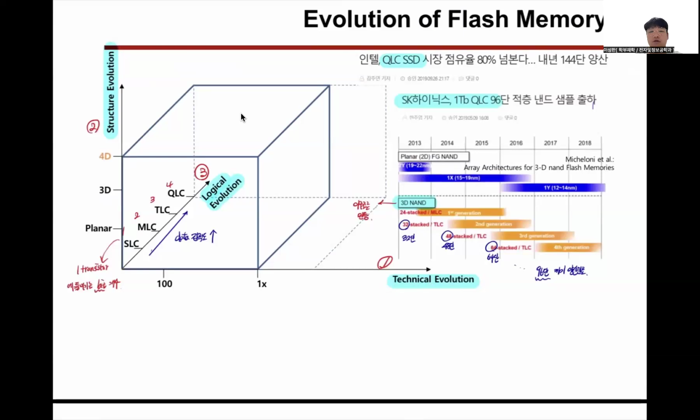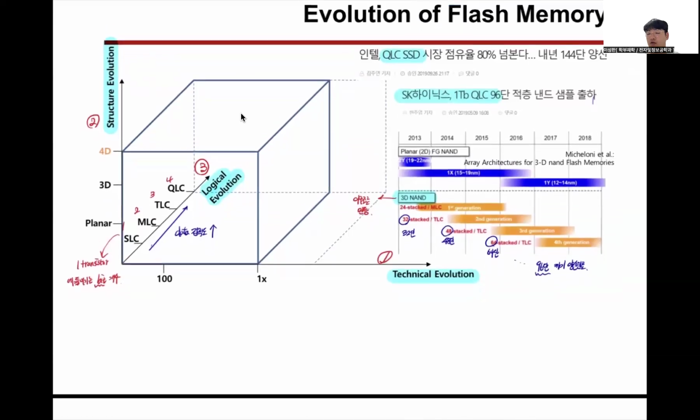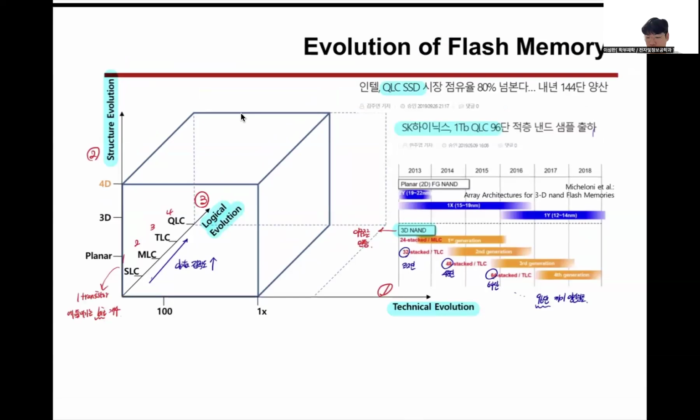And the structural evolution is that the structure of flash memory goes from planar to a 3D vertical structure, and it gives us an integration improvement, faster and better performance, and lower power consumption. And the logical evolution is the important one.